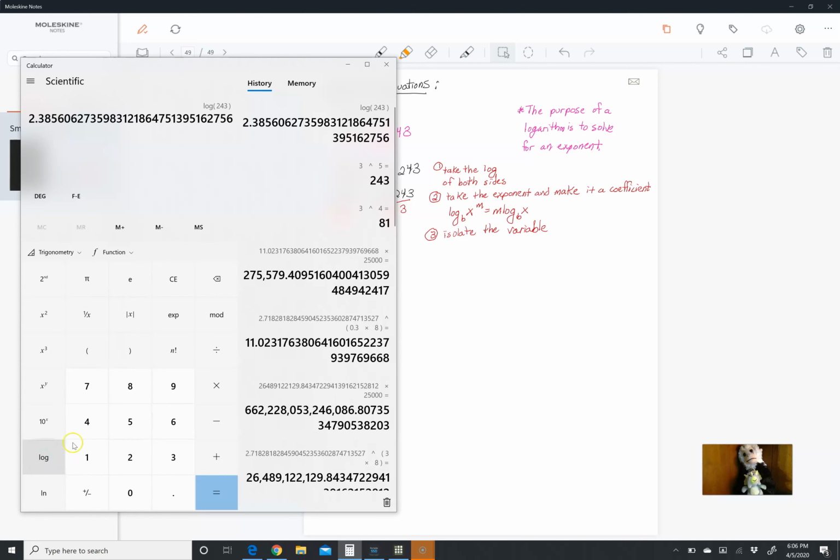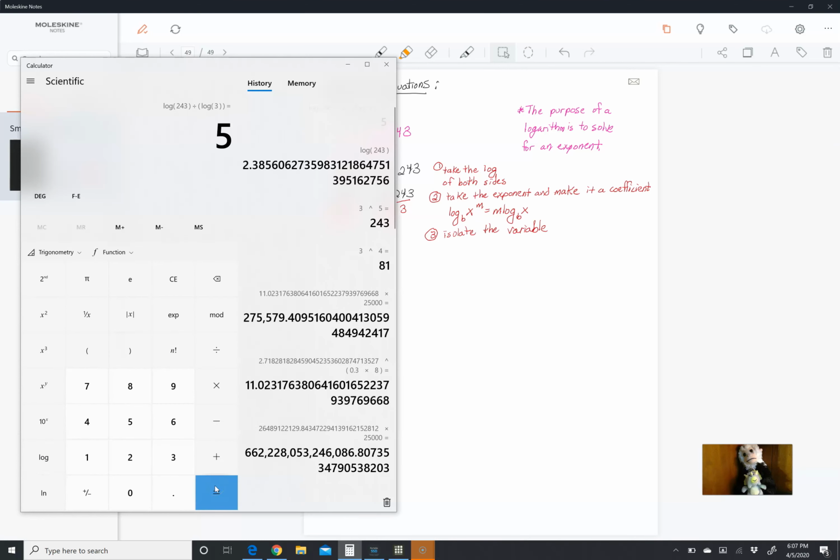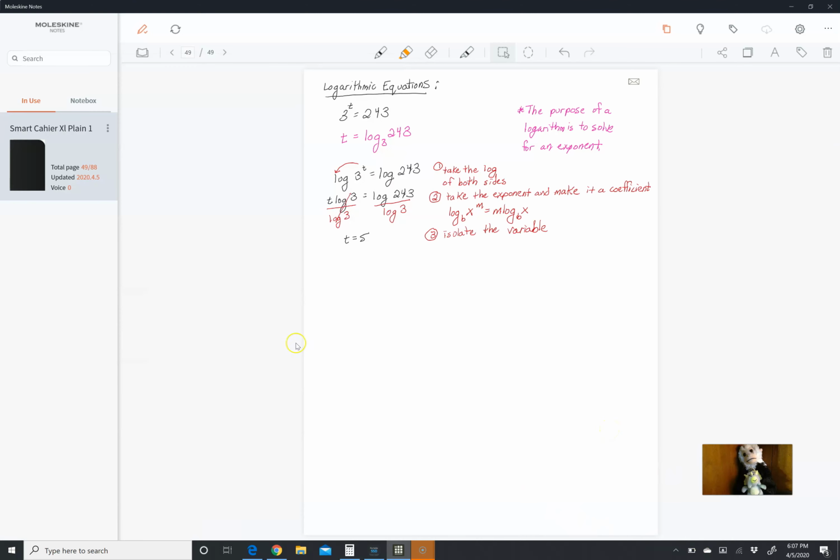So we have log of 243, and then we're going to divide by, and I would do this in parentheses, okay? Parentheses, 3 log. And what we get is 5. And so we solve for t that way. Okay. Let's try another one.